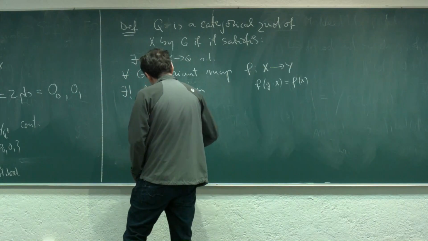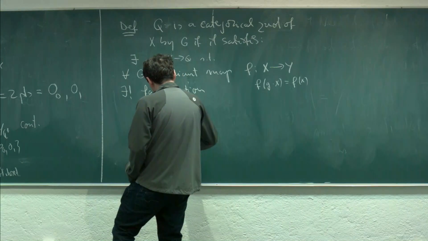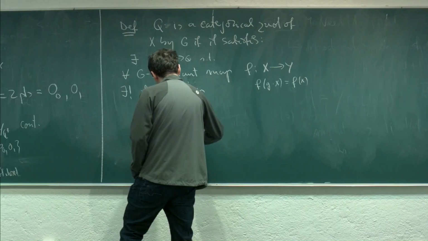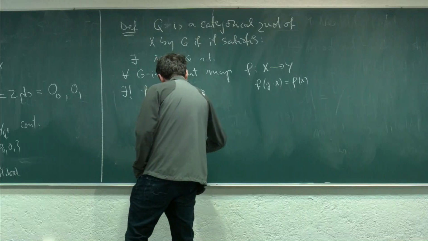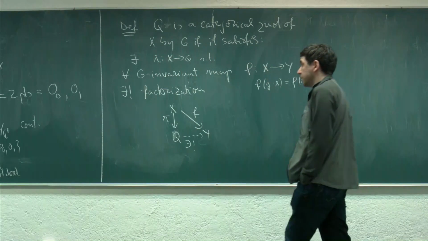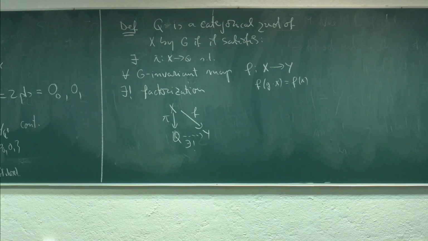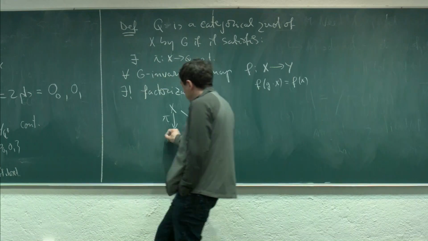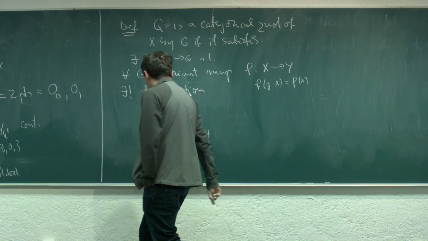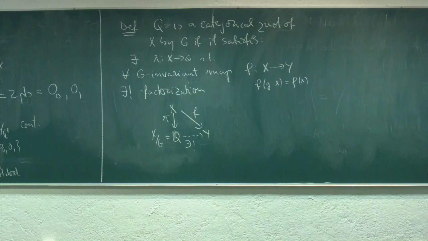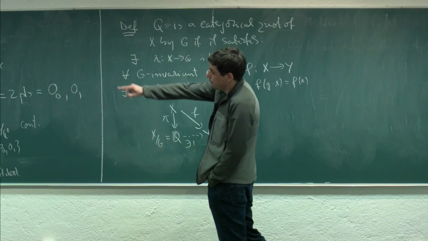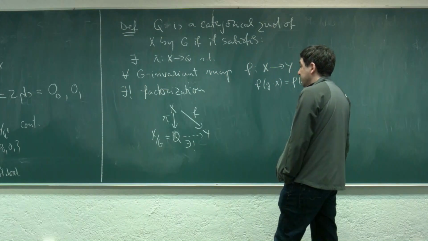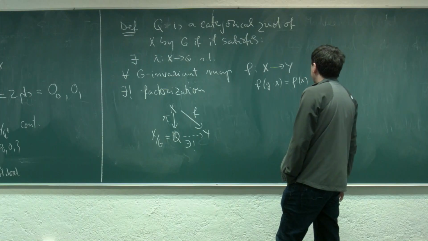X goes to Q, and then I have Y, this is F, this is pi, and I want there exists this unique map. So a quotient would be the usual thing, so this is X mod G. Maybe I'm using this notation. And what I want is if I have a map which is constant on orbits, then it factors through the quotient. This is somewhat what I want, specified in categorical terms.